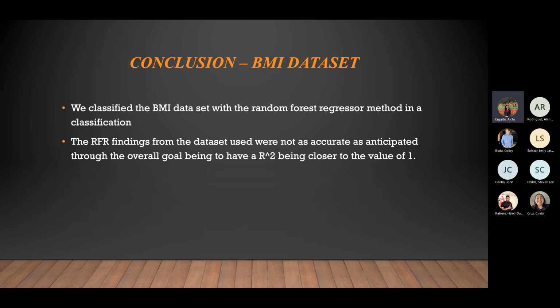In this case, we use the random forest regressor since the data is not continuous, which is discrete. And the findings from it were not as accurate as anticipated. As Alan had mentioned, we want the MSE to be as low as possible, the lower the better. With the root mean squared error here of 1.4, that showcases that the model does not predict data accurately.